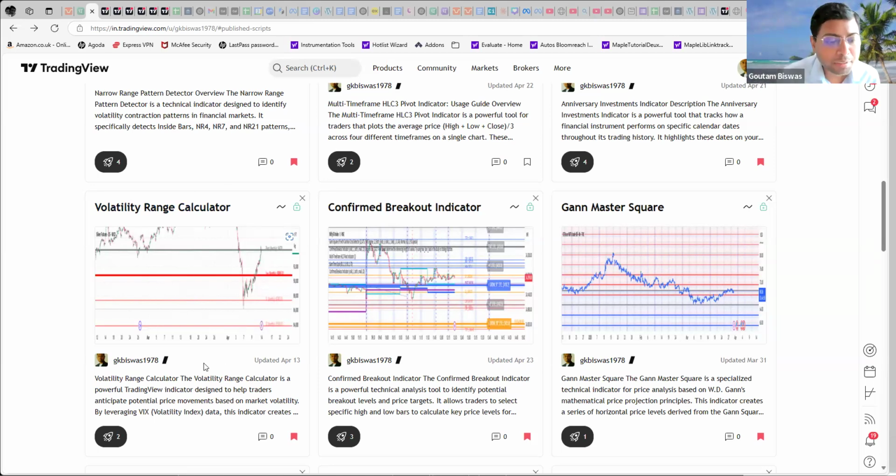Or if you're on a small capital, you can even use this to initiate your longs or shorts on the options. So this is specifically very useful for option players.